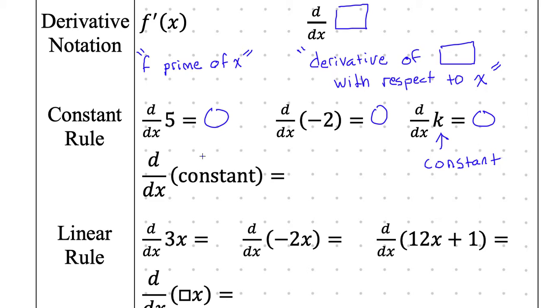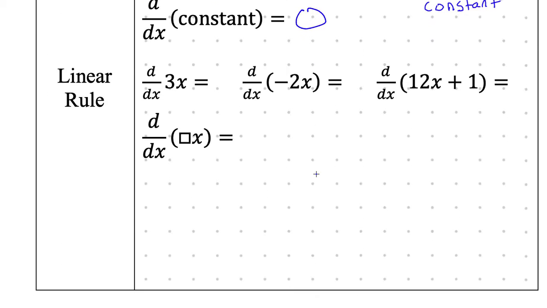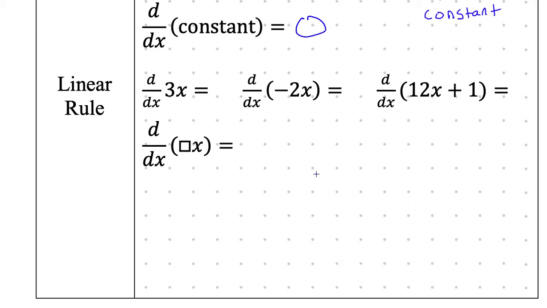But in general, the derivative of a constant is 0. There it is. Just memorize. The derivative of a constant is 0 for now. Linear rule. All right. Who wants to take a stab at this? Oh, first we need to read them. Who can read this one?